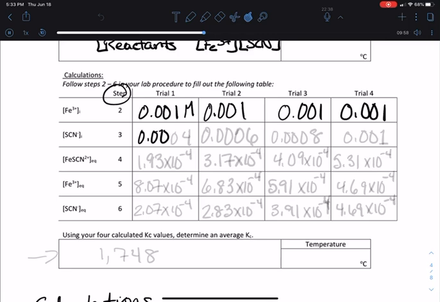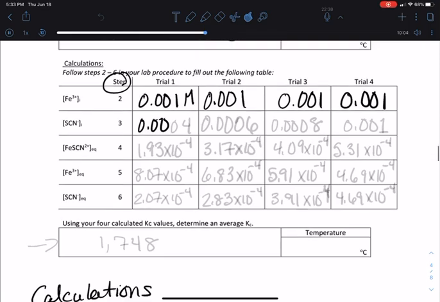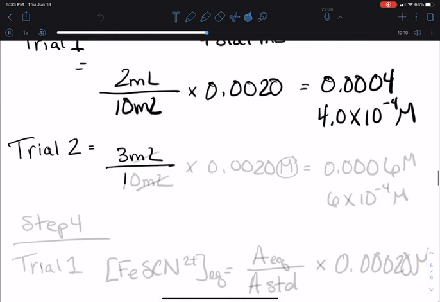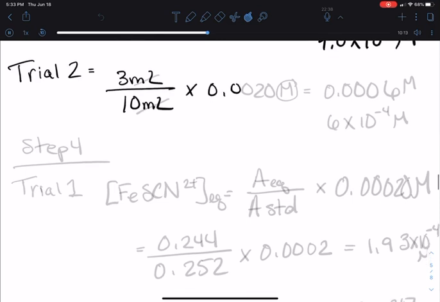And I'm going to do trial 2. So trial 2, we added 3 milliliters to a total of 10 milliliters multiplied by the concentration. So these cancel out, and that leaves us with just molarity, which is what we're looking for. And that number should be 0.0006, or 6 times 10 to the negative 4 molarity.